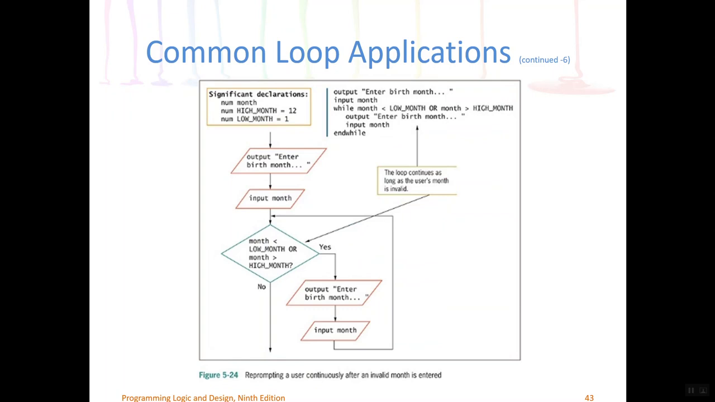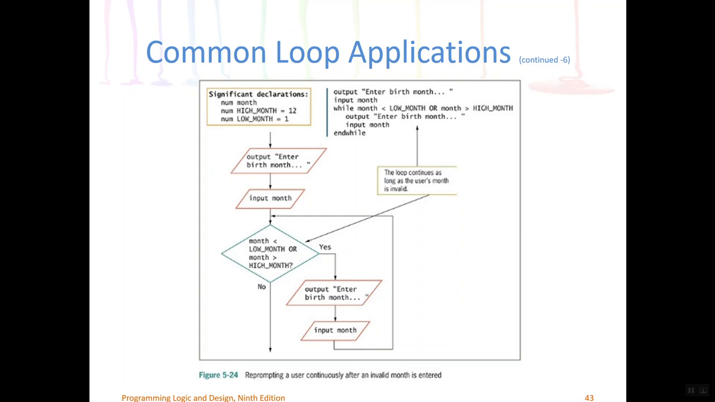The better solution is to use a while loop. So we get the month from the user, and while the month is not in range, essentially is what we're checking here, get a new month. This will keep iterating as long as the user's month is invalid.